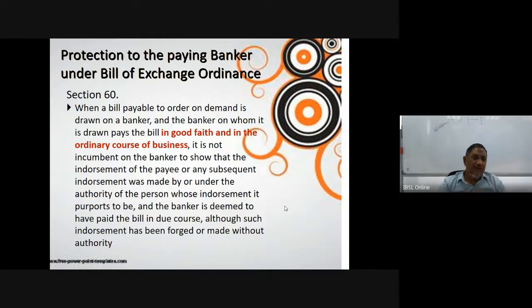He has records that he issued this check at 2:45, just about 3 o'clock. He has a record to prove that this check should not have gone to the bank, because it was issued after the closing of the bank. If you try to help a customer, then you are liable and not given the protection. The customer can sue you for damages. This is the protection for paying bankers under Section 60 of the Bill of Exchange Ordinance.